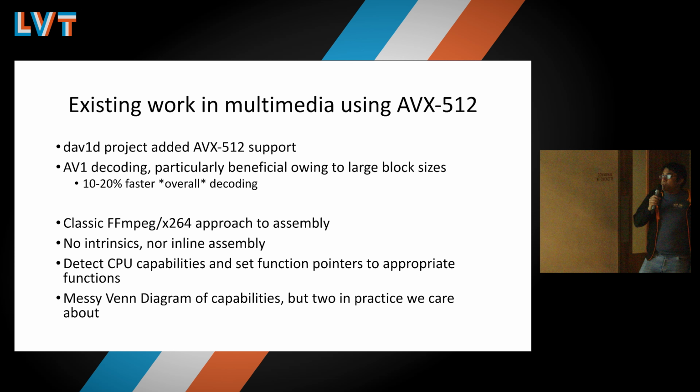So let's look at existing work in multimedia using AVX-512. Most importantly, I think, the dav1d project. So dav1d is an AV1 decoder. It's a recursive acronym. They've had AVX-512 support for quite a while. Astonishing project. It has 200,000 lines of handwritten assembly. I don't think there's anything like it, at least publicly known. I'm sure there are things in private, but certainly things out there. Truly astonishing project. And AV1 decoding is really helped by AVX-512 because it has very large block sizes. So it has a 10 to 20% faster overall decoding.